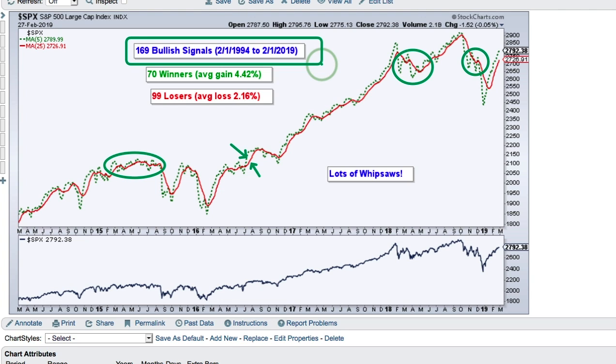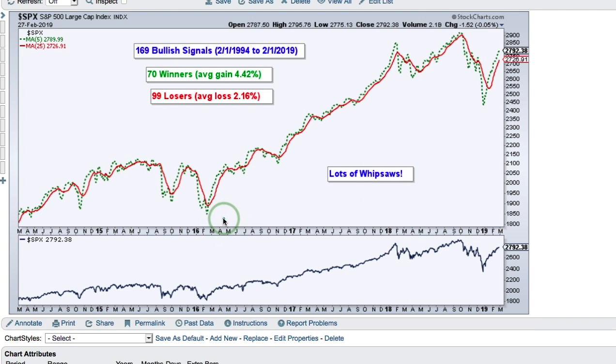All right, but you can see that the average gain was 4.42% and the average loss was 2.16%. So you would have had a profit, but it wouldn't have been very much. You would have gone through a whole lot of trouble just to scrape out a small profit, as you'll see from the compound annual return in a minute here.